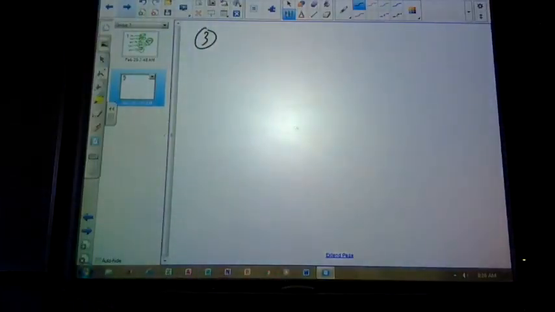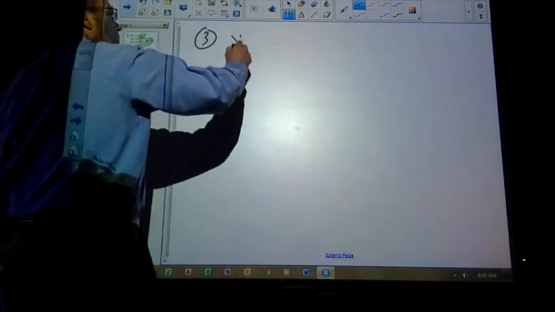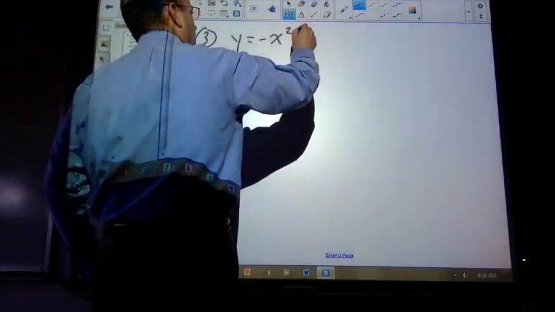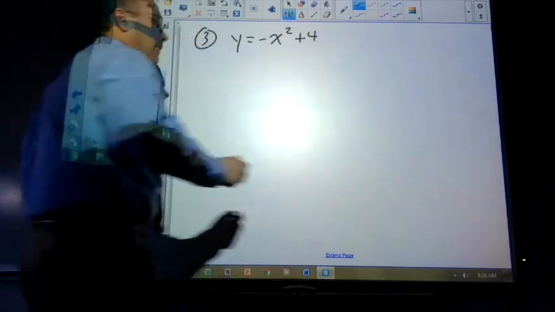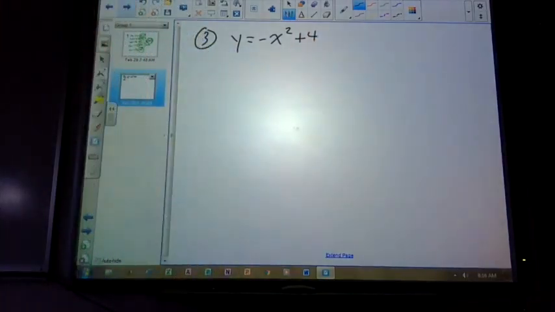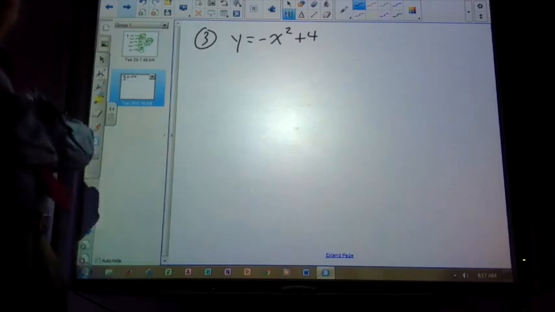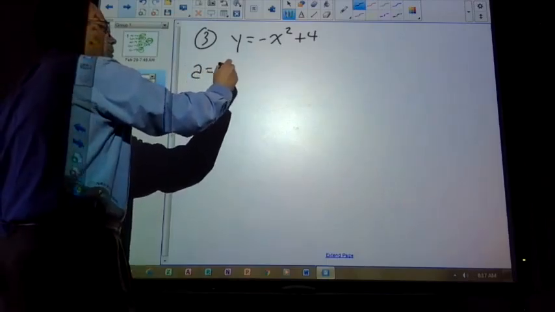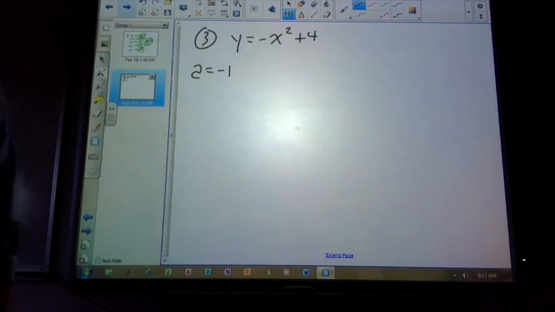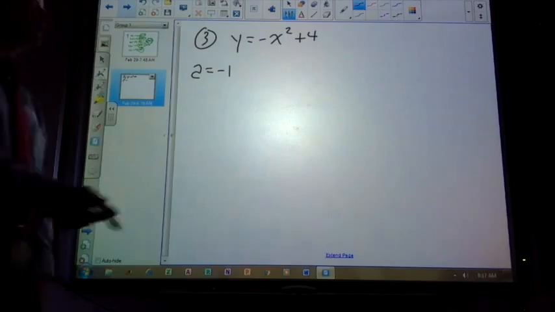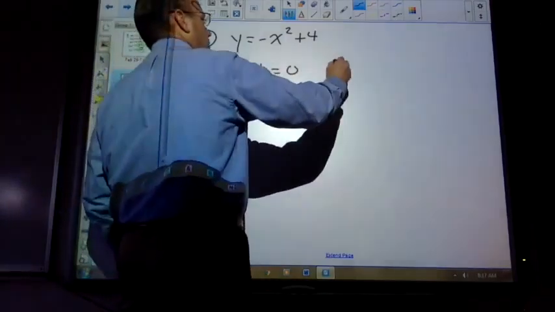Problem number three is y equals negative x squared plus 4. What's my a value? Negative 1. What's my b value? 4? No. Remember, b is attached to x. Where's my x value? It's not there, so b is 0. And my c value is 4.